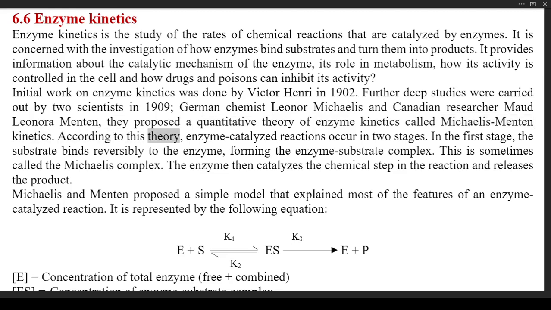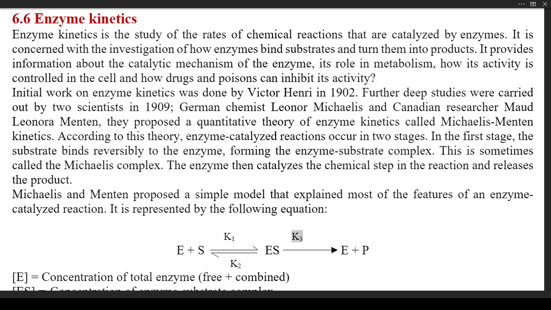According to this theory, enzyme-catalyzed reactions occur in two stages. In the first stage, the substrate binds reversibly to the enzyme, forming the enzyme-substrate complex. This is sometimes called the Michaelis complex. The enzyme then catalyzes the chemical step in the reaction and releases the product. Michaelis and Menten proposed a simple model that explained most of the features of an enzyme-catalyzed reaction. It is represented by the following equation.